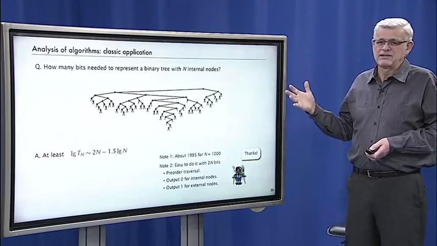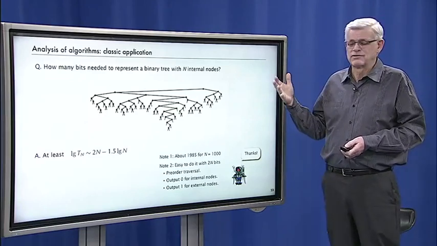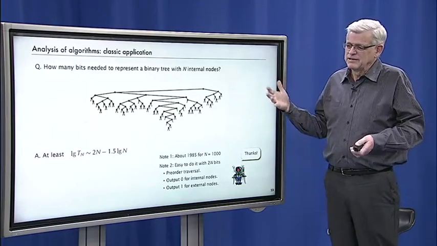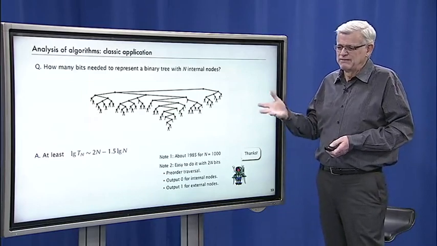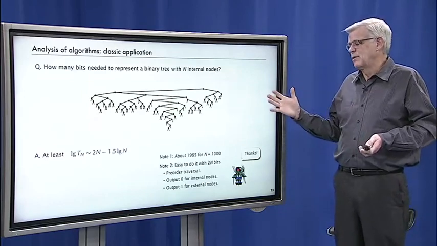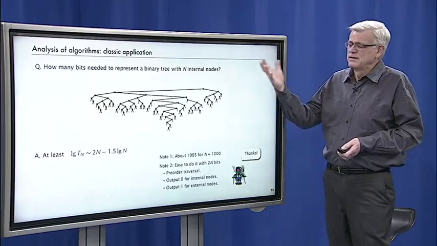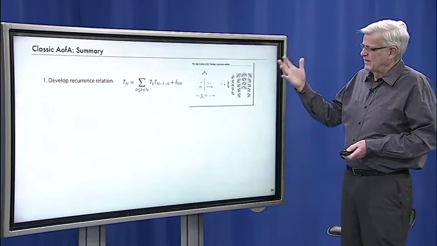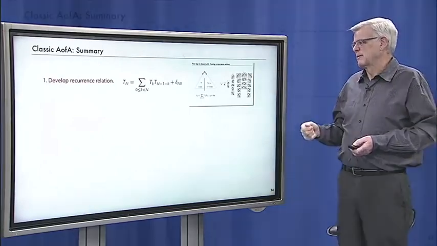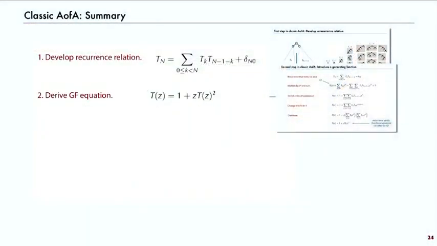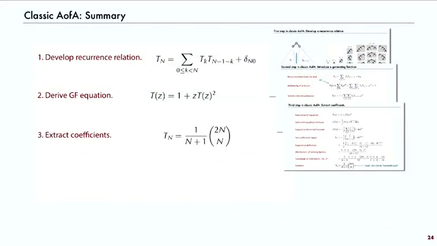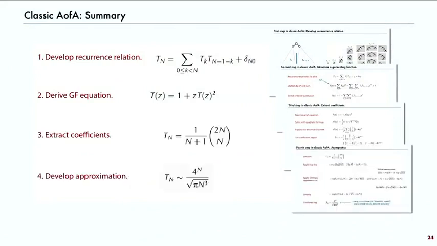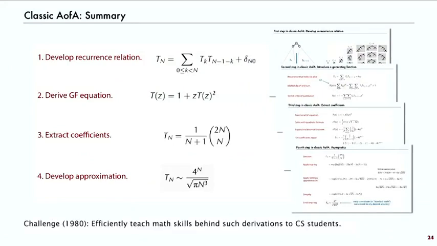So that's a very classic application of analysis of algorithms. And particularly in the 60s and 70s and even the 80s, there were a wide variety of problems that needed to be studied in this way. So that's the basic summary: develop a recurrence relation, derive an equation on the generating function, extract the coefficients, do an asymptotic approximation. Classic techniques in analysis of algorithms.